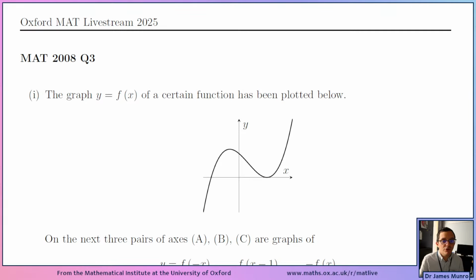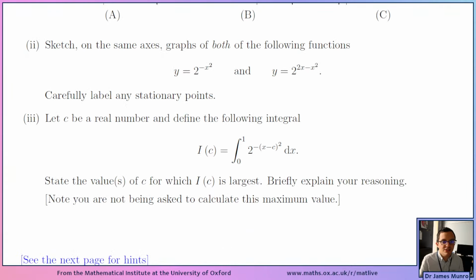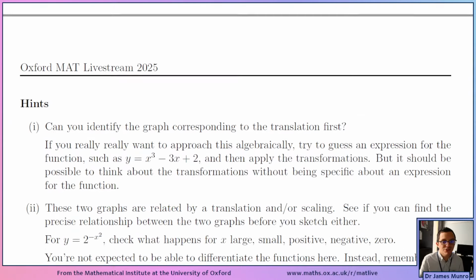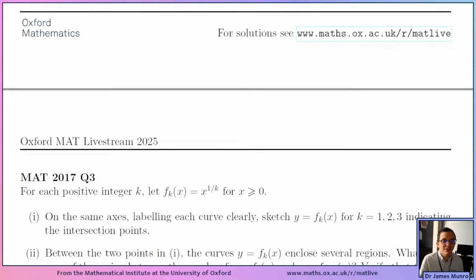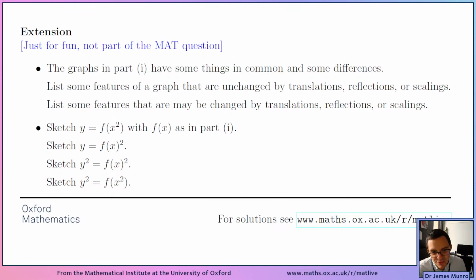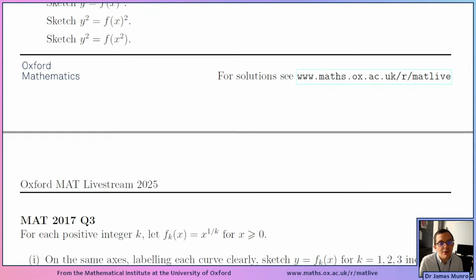And then we've got some long questions, which I hope we might have time to look at, like this transformations one, which also has 2 to the power of a quadratic, and extension. The extension problems, just to be clear, are just for fun. They're not part of the MAT question. We wrote some extension questions, partly just because if you've finished the MAT question and you want to think about the thing a bit more, then there's some ideas in there. And that includes the sketch of f of x squared, which somebody asked about just now.